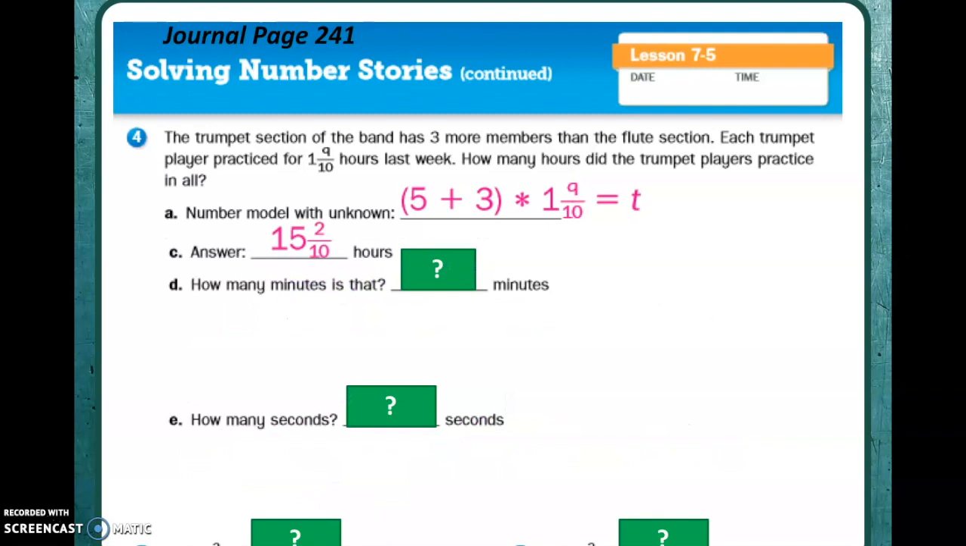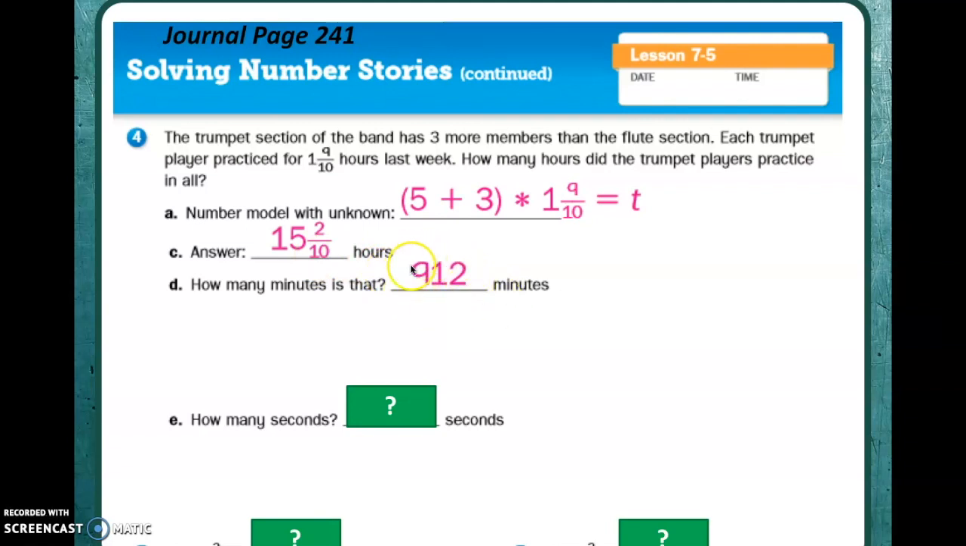To figure out how many minutes that is, this becomes a little bit more challenging. You need to know that there's 60 minutes in an hour, so if we take 60 times 15, we get 900. Now, when you split up a clock of 60 minutes into tenths, there are 6 minutes in each tenth. So 2 tenths would be 12 minutes. So 900 plus 12 equals 912.